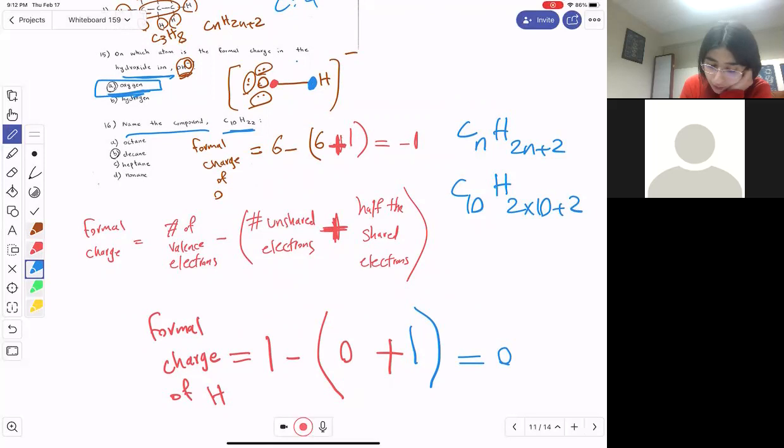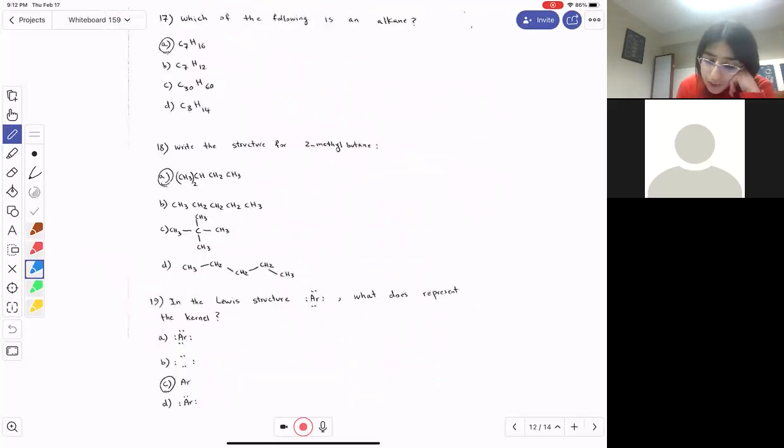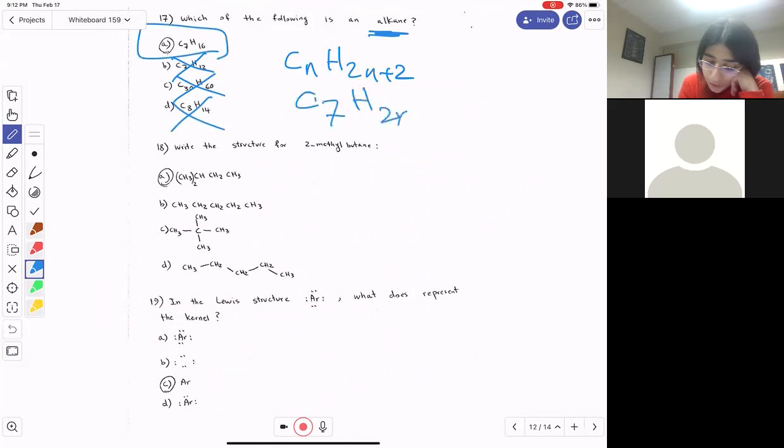So it would be decane, right? Which of the following is an alkane? CnH2n+2. This is not, this is not, this is not, this is right. C7H2 multiplied by 7 plus 2.